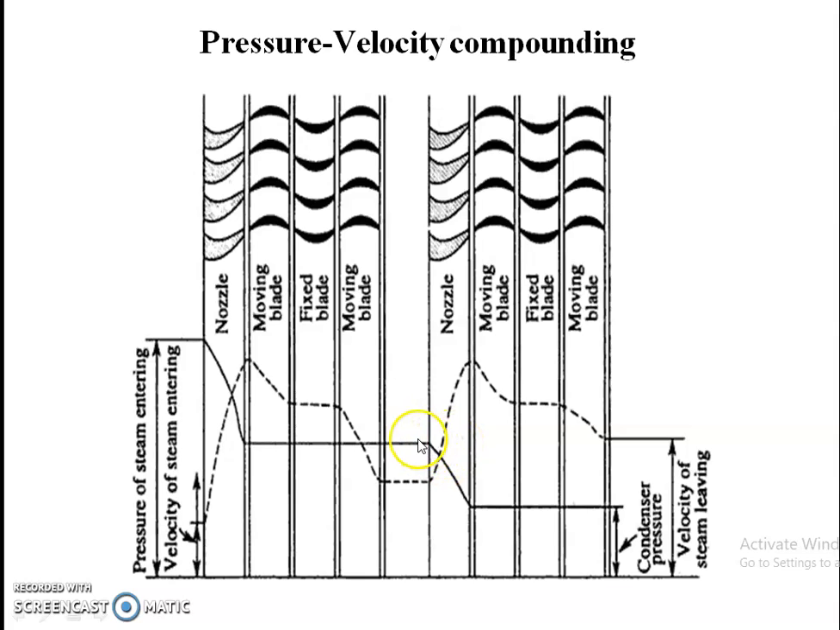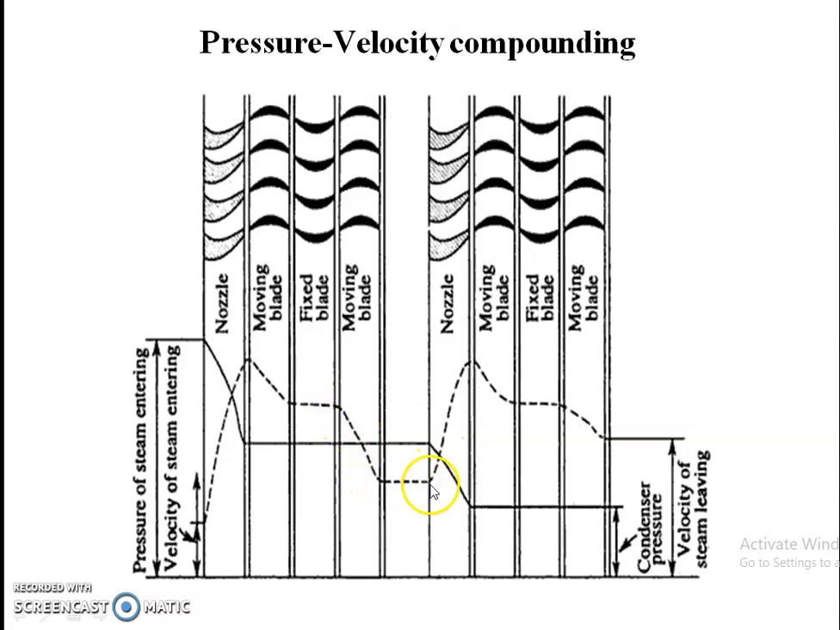Again, the pressure drop happens in the nozzle section of the right hand side turbine, and after that the pressure is the same at the moving blade, fixed blade and moving blade sections. Simultaneously, the high velocity steam from the nozzle enters the moving blade, where the velocity decreases drastically. Then the steam goes to the fixed blade, where there is no change in the velocity distribution. Again it goes to the moving blade, where the velocity decreases.